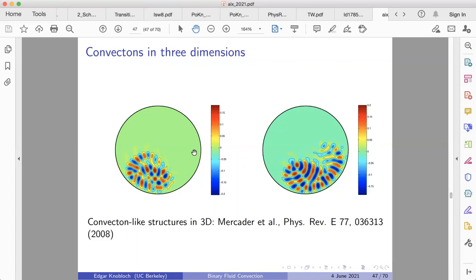Now, we have done 3D calculations, not in this particular problem that I talked about here, but in a porous medium. The reason for picking the porous medium problem is that the Navier-Stokes equation is simplified through a Darcy type equation of motion. It just makes things a little bit easier. So you just have nonlinearities in the concentration and in the temperature fields.